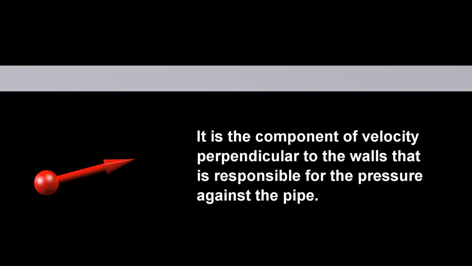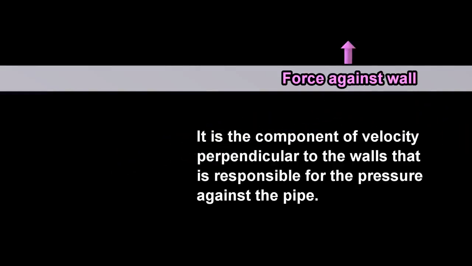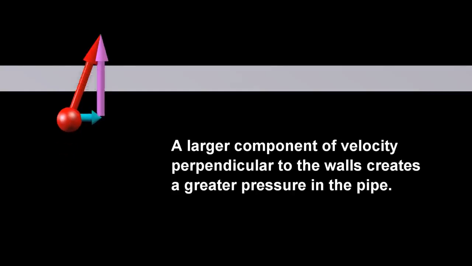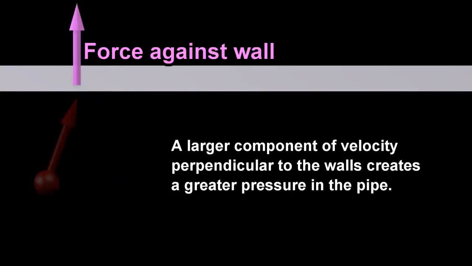It is the component of velocity perpendicular to the walls that is responsible for the pressure against the pipe. A larger component of velocity perpendicular to the walls creates a greater pressure in the pipe.